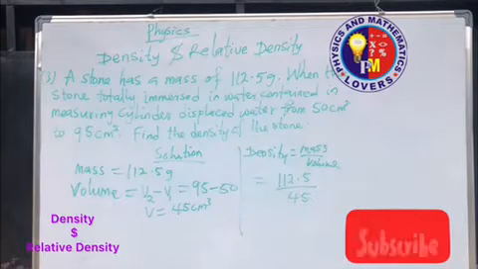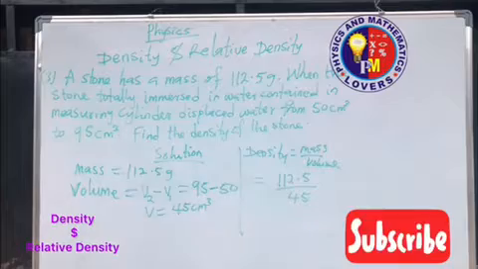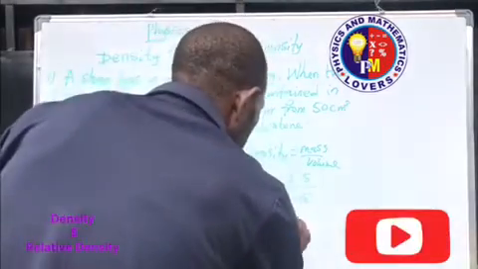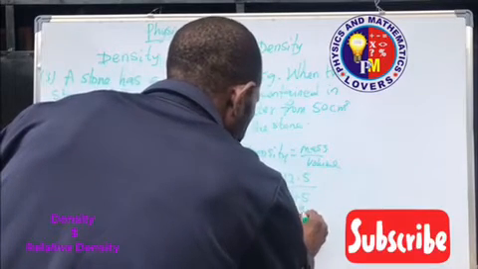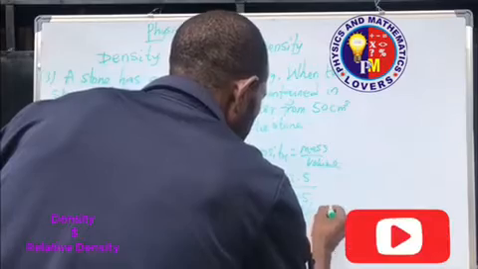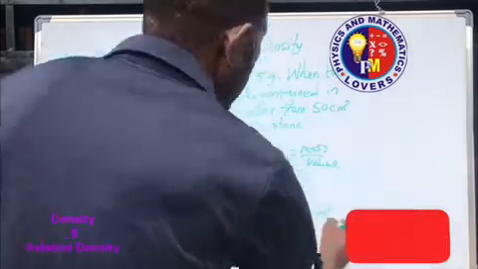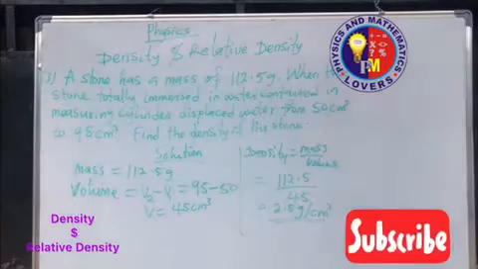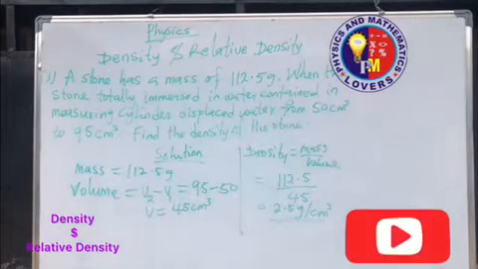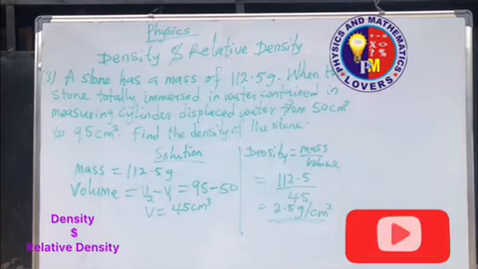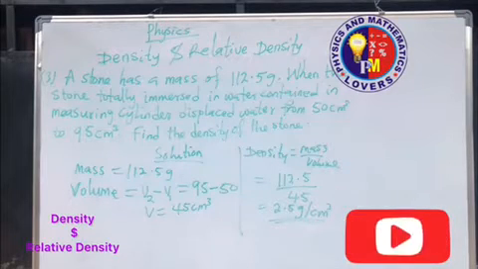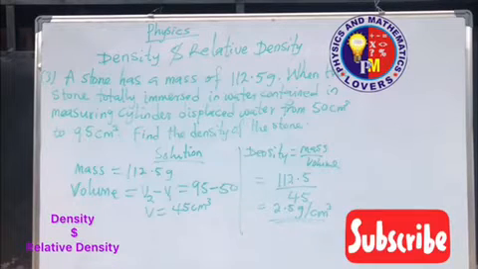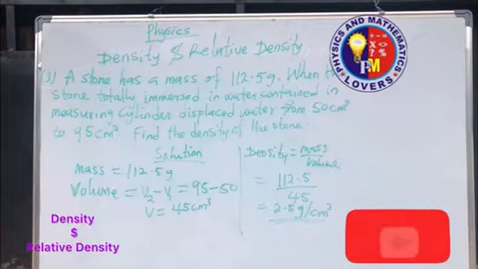Now at the end of the day, when you divide, you are going to have 2.5 gram per centimeter cube. The density is equal to 2.5 grams per centimeter cube. So that is the answer. You can see that density can be calculated in various ways. So I will stop at example number 4. For today, maybe in our next class, we will continue from there.